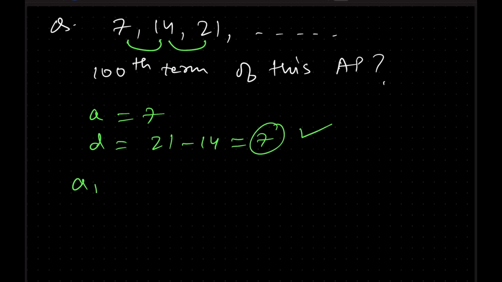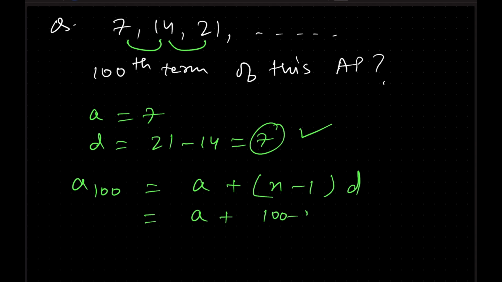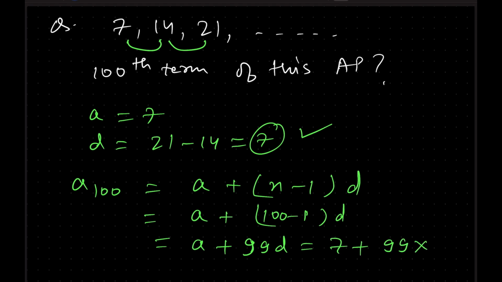So what will be the 100th term? You know that it is A plus n minus 1 times D. Here A is 7 and n is 100, so 100 minus 1 times D, that is A plus 99D. You can write 7 in place of A, and D is also 7, so 99 times 7. If you do this, you will get 700.